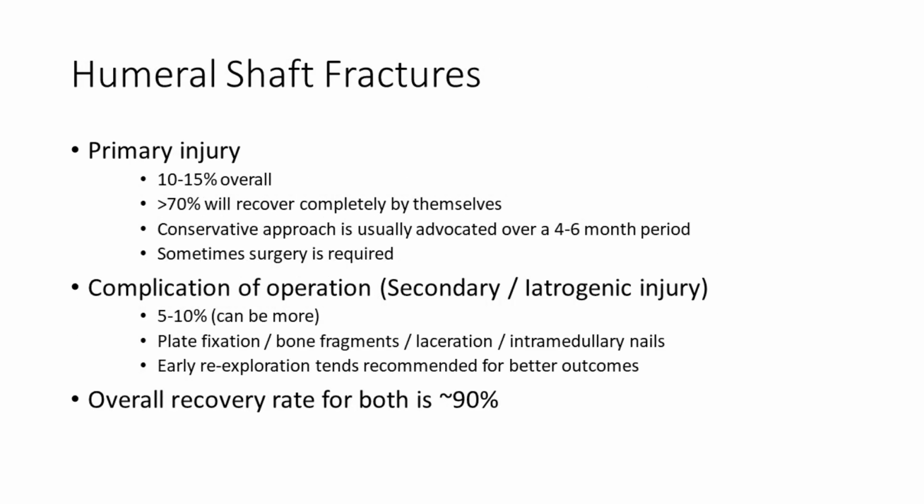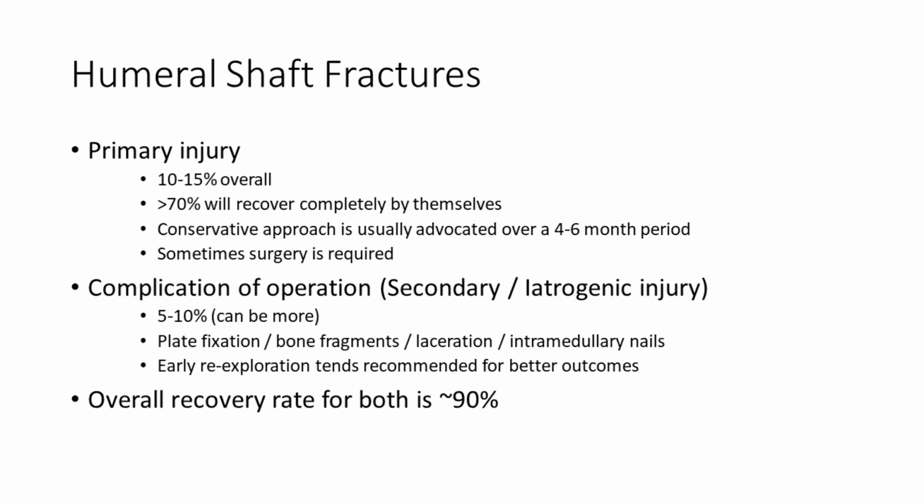So if you have a humeral shaft fracture, in terms of a primary injury, so an injury occurring at the time of the fracture itself, overall, we're talking about 10 to 15% of people will sustain it at the time. Over 70% will actually recover completely by themselves, and therefore a conservative approach tends to be advocated for the first 4 to 6 month period, watching and waiting, physiotherapy and so on, and analgesia as required. But if things do not repair, things do not heal up, then sometimes surgical exploration will be required.